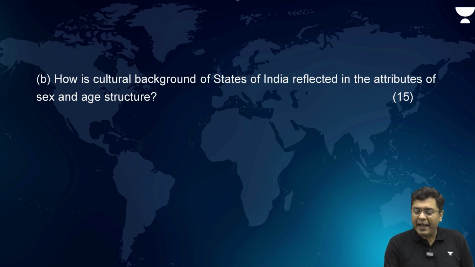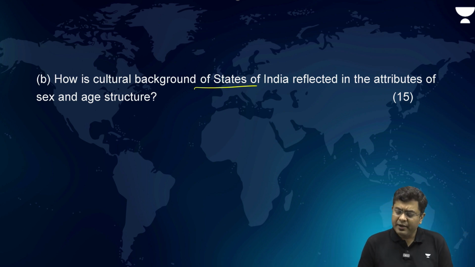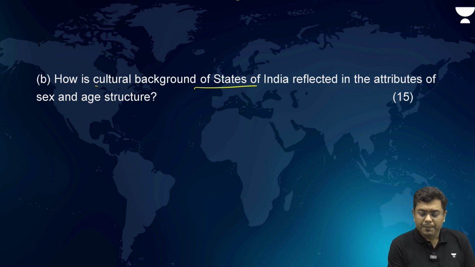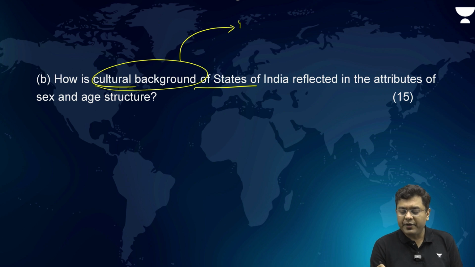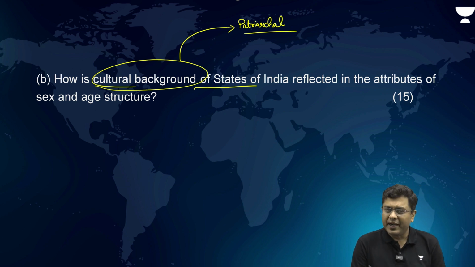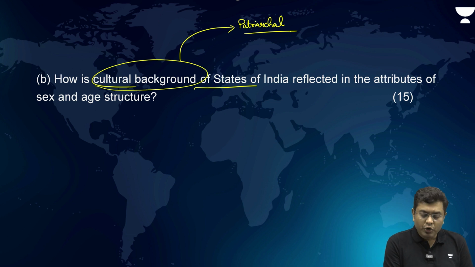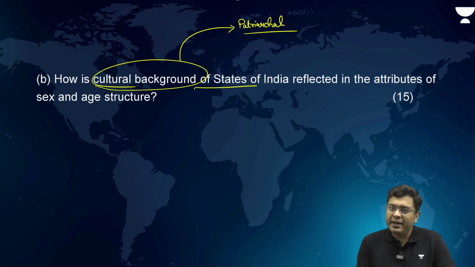How is the cultural background of states of India reflected in the attributes of sex and age structure? So, here when you talk about the cultural background, you basically have to talk about systems like, for example, patriarchal setup. Now, wherever you have patriarchal setup, generally you know that there is greater amount of female infanticide and feticide which still happens. So, the sex ratio is skewed, right?